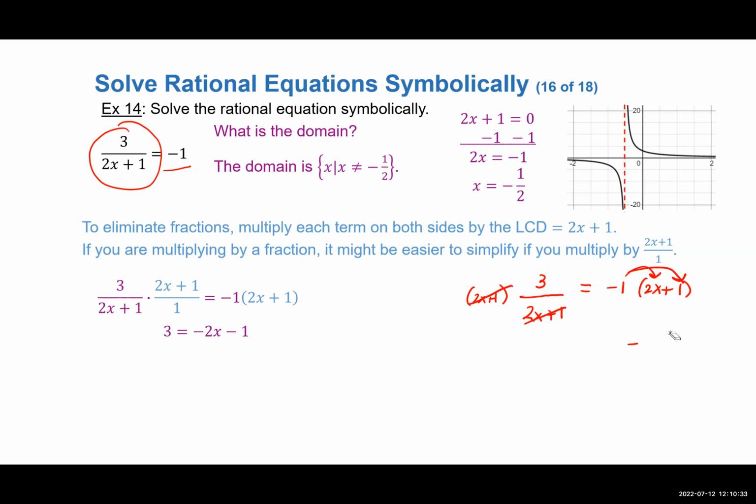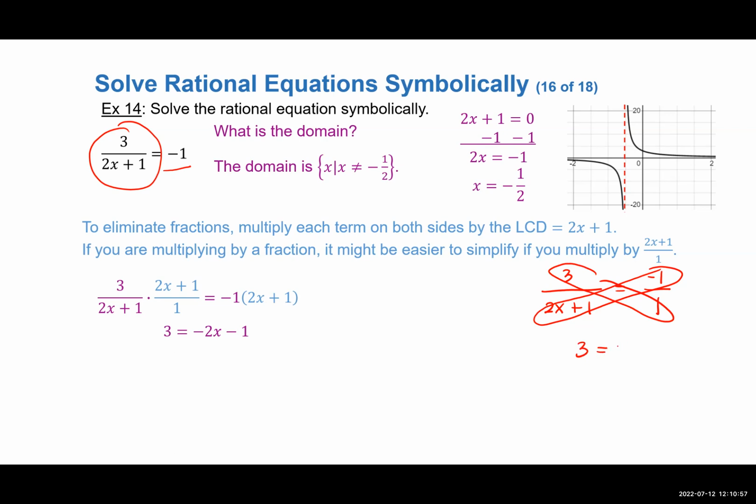And you solve that equation regularly. Another way to see this, and a lot of students like this actually a lot better, is to see these as equivalent fractions where you can cross multiply. So you write it as two fractions that are equivalent and you cross multiply. 3 times 1 is 3. -1 times 2x plus 1 is -2x minus 1. And it's the same situation, it's just seeing it differently. So do whichever one makes most sense to you. Then when you solve for x, you get that x equals -2. And that's fine because our restriction was that x couldn't be -1/2.